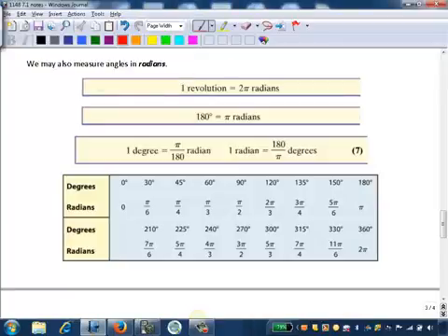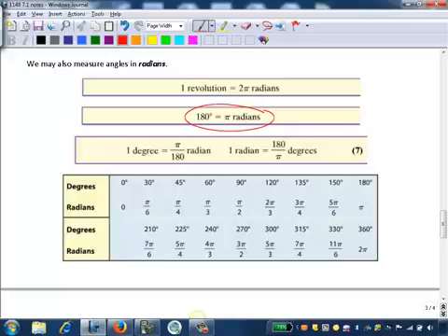Although we're most familiar with measuring angles in degrees, we're now going to talk about another unit of measure of angles called radians. The conversion is 1 revolution, which would be 360 degrees, is equal to 2 pi radians. Pi is the number pi, approximately 3.14. So then 180 degrees, a half revolution, would be half of 2 pi, which is just 1 pi. So this is the main conversion: 180 degrees is equal to pi radians.